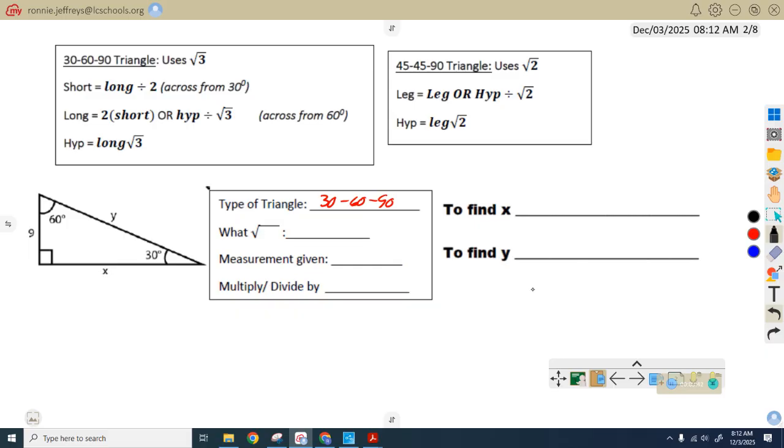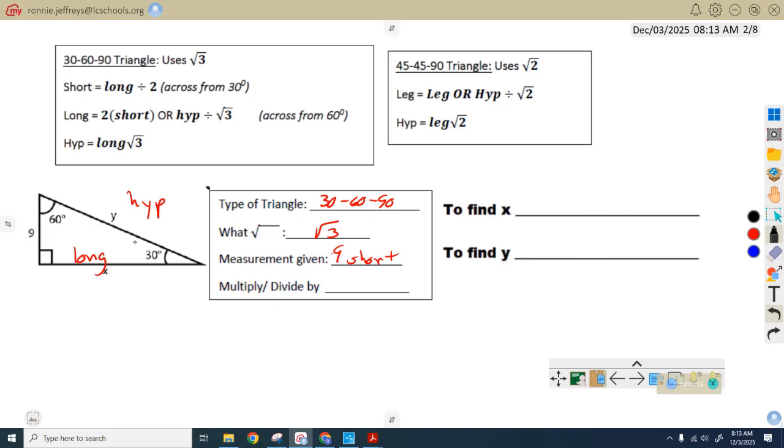Now, what square root does a 30, 60, 90 use? Yes, square root of 3. What is the measurement given? 9, and this is the short. So how do I find the long here? The x. This is the long, and this is the hypotenuse.